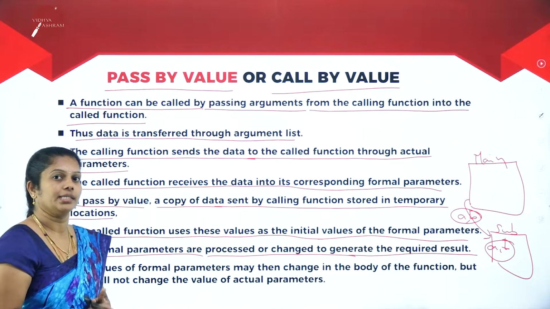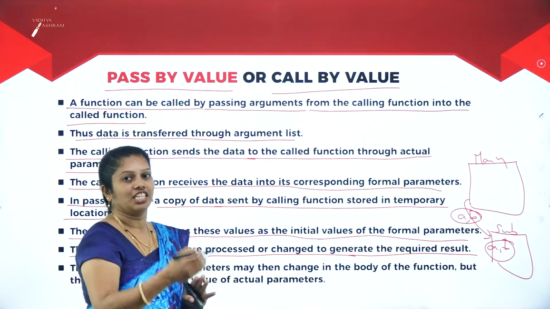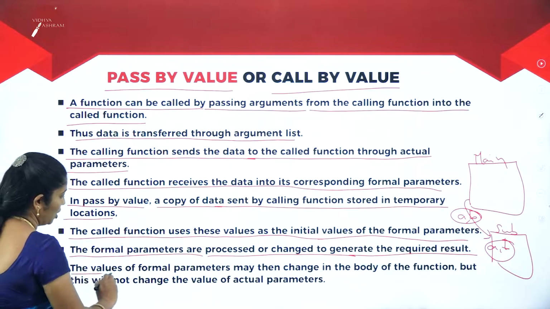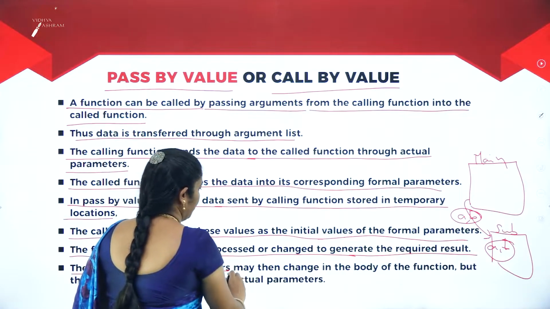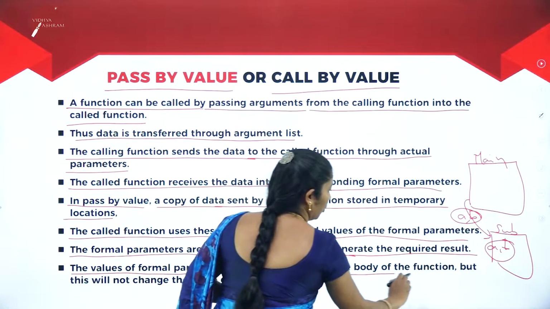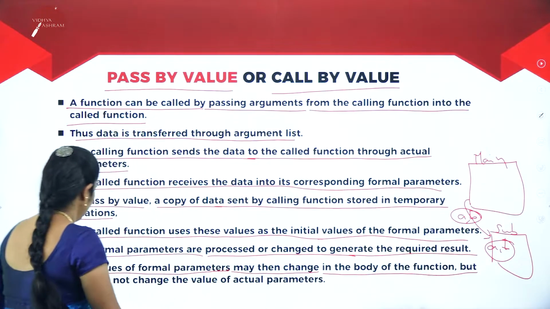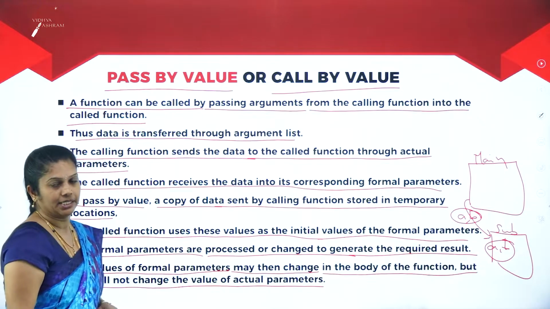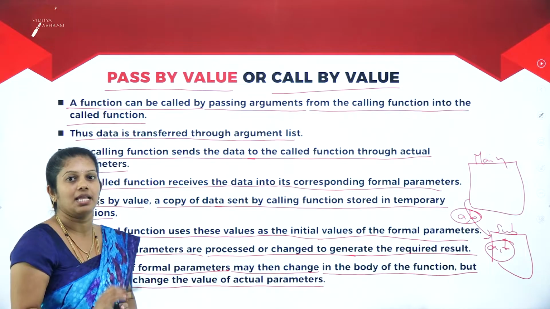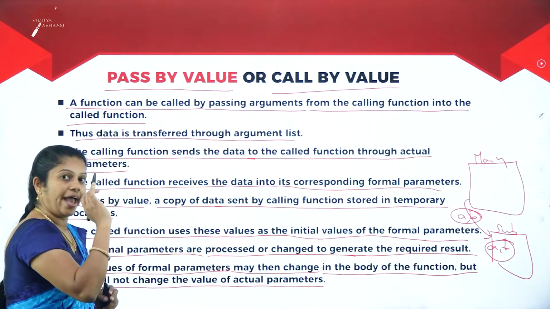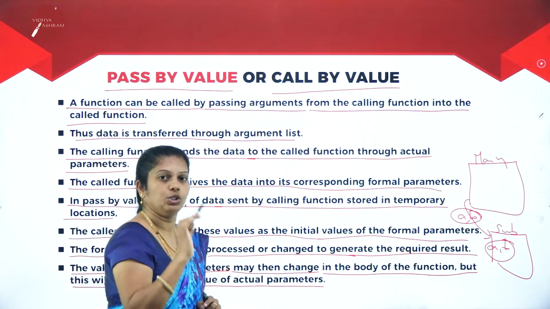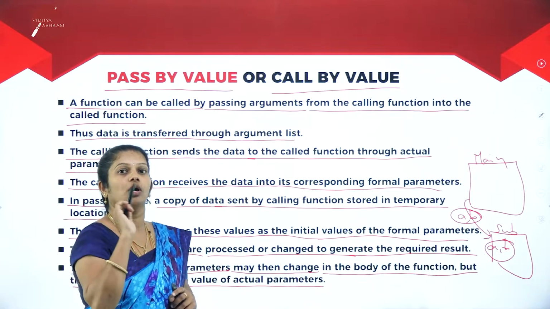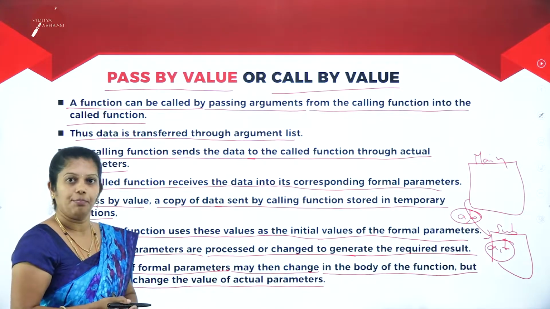Whatever values we have passed may change at the time of calculation, but it will not affect the main program. The value of the formal parameters may change in the body of the function, but this will not change the value of the actual parameters. That is, the original value will not change here. Actual parameters are the original values which we are passing from the main program. Formal parameters are the values or arguments which work in the subprogram.